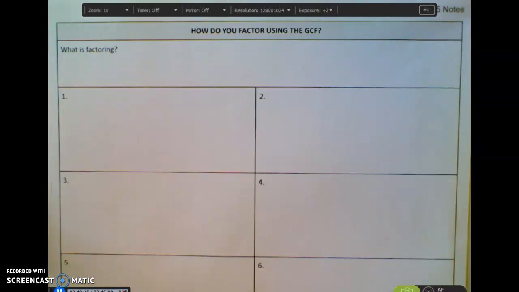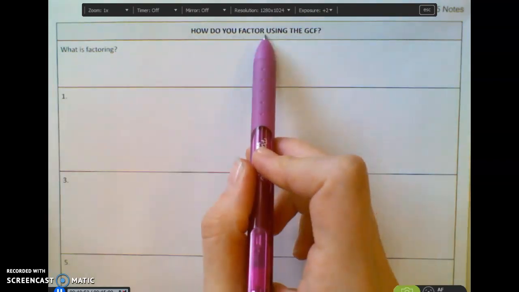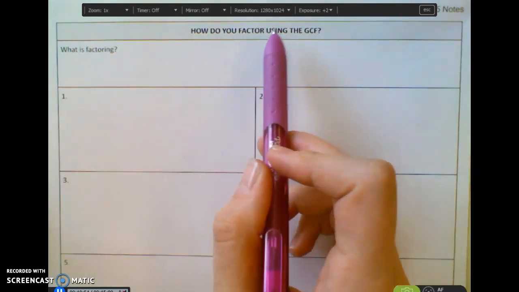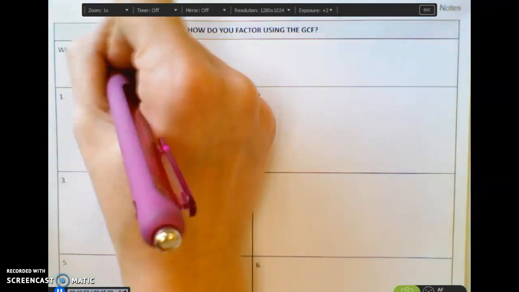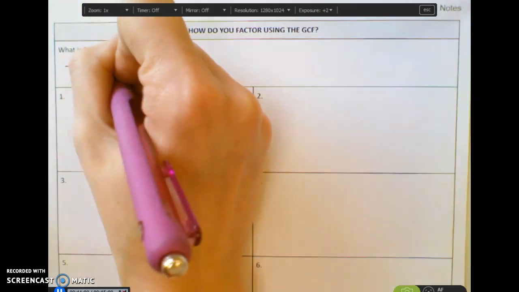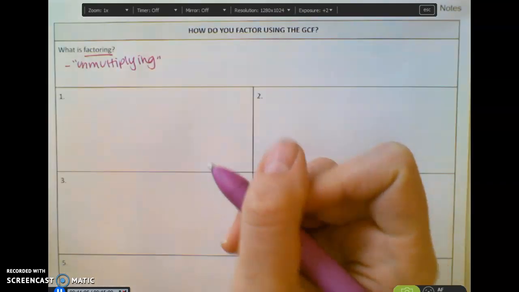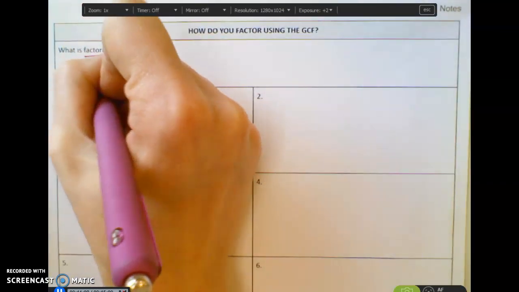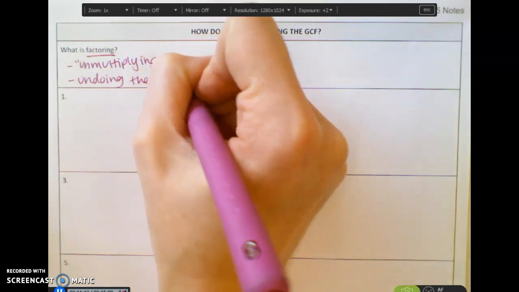Now that we know how to find the greatest common factor, the GCF, now we need to figure out how it works to factor with that. How do we factor using the GCF? Well, what is factoring itself? Factoring is unmultiplying. So we are going to be undoing the distributive property.